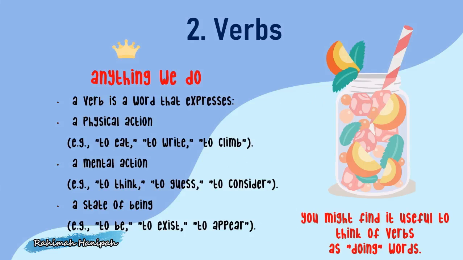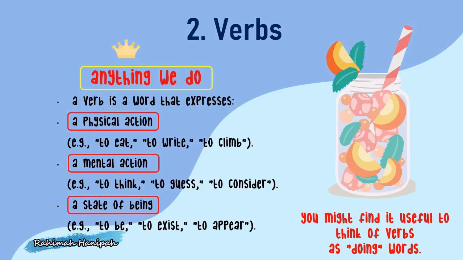What is a verb? It's anything that we do. A verb is a word that expresses physical action, mental action, or a state of being. Physical action: you need to move your hands, your arms, your legs. It's either you want to eat, such as eating, writing, climbing.